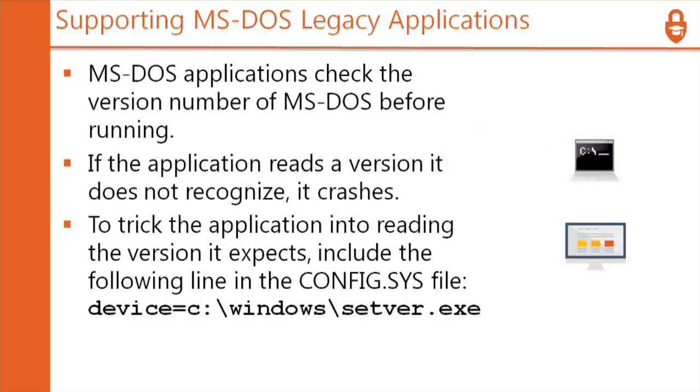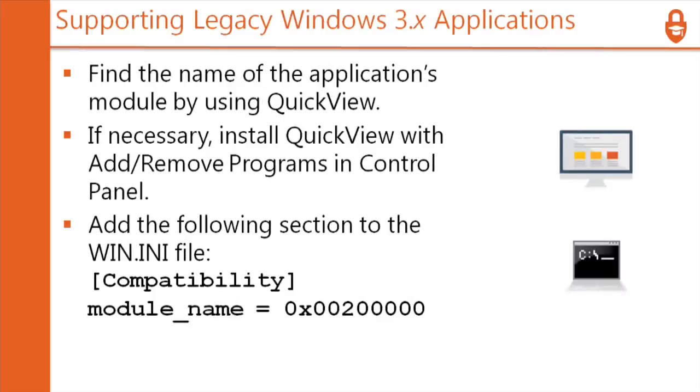Supporting MS-DOS legacy apps. MS-DOS apps check the version number of MS-DOS before running. We just mentioned that. If the application reads a version it does not recognize, it crashes or may error out accordingly and exit. To trick the application into reading the version it expects, use the following line in the config.sys file. Device equals C:\windows\setver.exe. And then find the file name of the application's module by using Quick View.